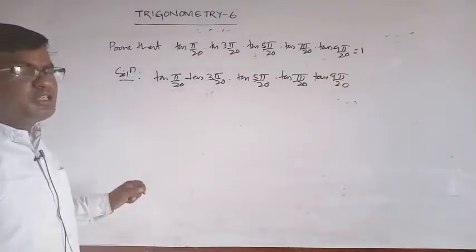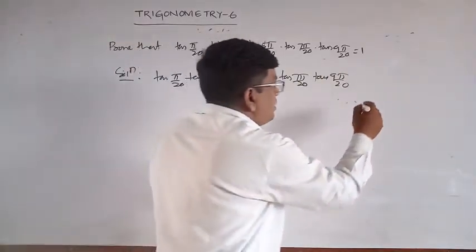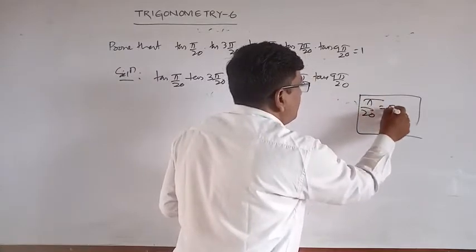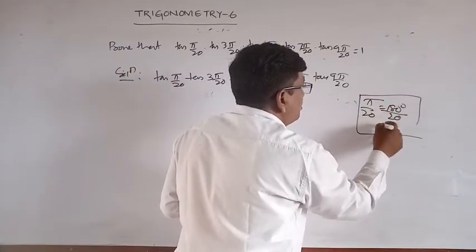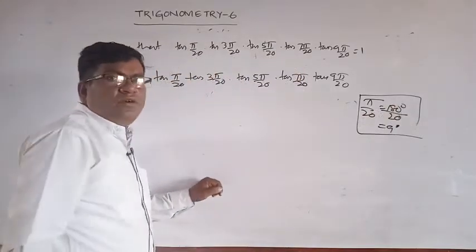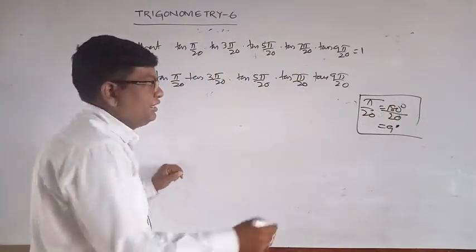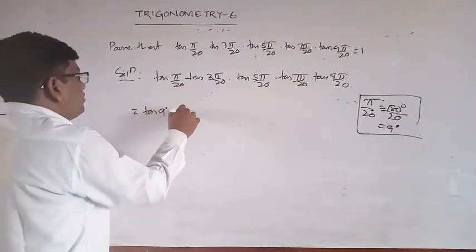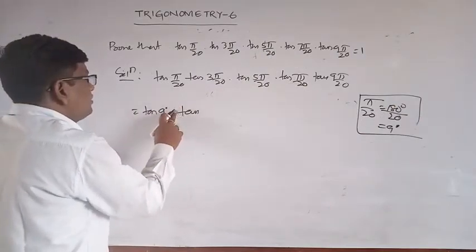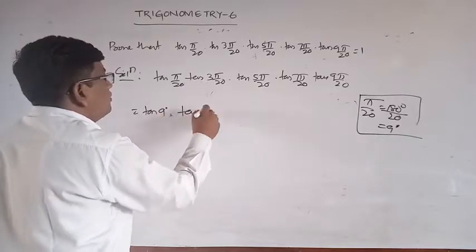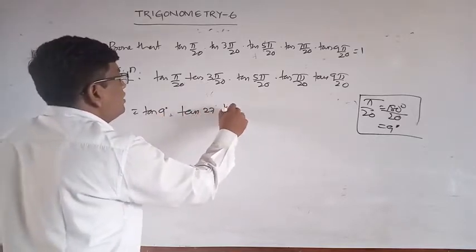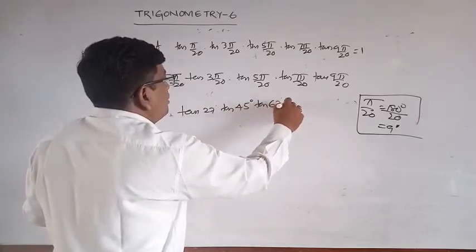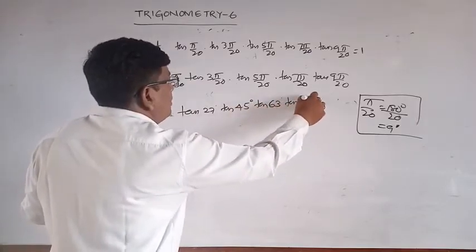Okay, what is π/20? π/20 means 180 degrees divided by 20, that is 9 degrees. So π/20 means 9 degrees. So put here tan 9 degrees into tan, 9 into 3 is 27 degrees, into tan 45 degrees, into tan 63 degrees, into tan 81 degrees.